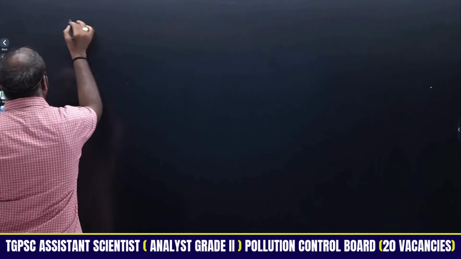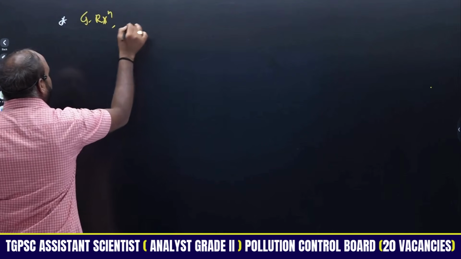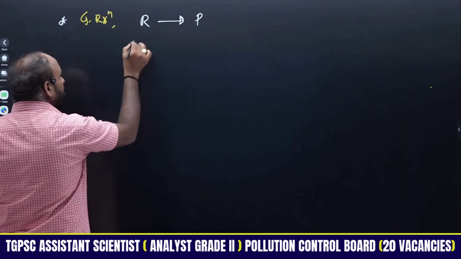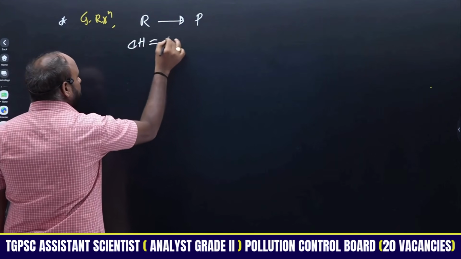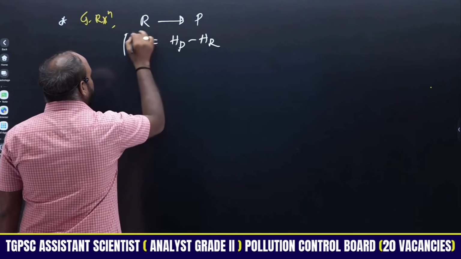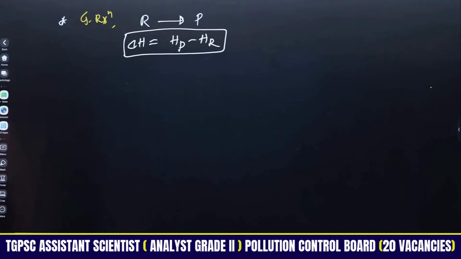Similarly for a general reaction, the reactants give rise to what? Products. Therefore the change of enthalpy, delta H, can be HP minus HR. That means enthalpy of products minus enthalpy of reactants, right?